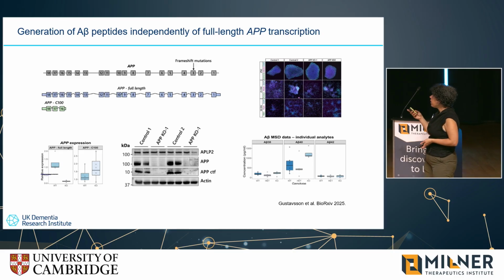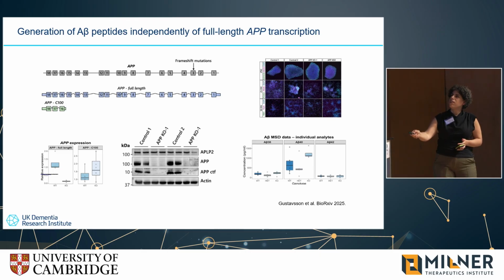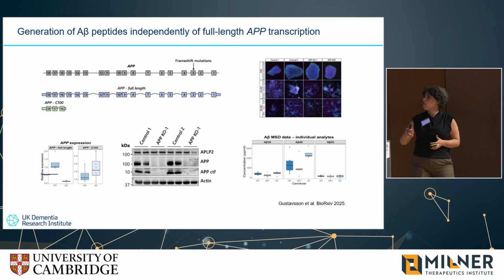And so we tried to generate frameshift mutations, which meant that you drop the quantity of total APP, and that's what you're seeing on APP RNA expression at the bottom there. So in these knockouts, you do indeed drop APP total length, but you don't necessarily impact very much on APP C100. As you would expect, that means that you no longer recognize full-length APP, particularly from the terminal end.